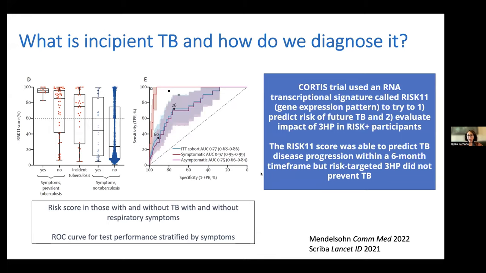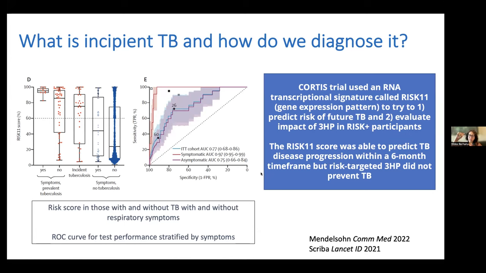And another way of looking at that is a ROC curve. You can see on the ROC curve, which is the figure on the right, that if you look at the red line, the one that goes straight up and across, that's symptomatic people with TB. The risk score performs great as a diagnostic test. When you have a ROC curve, if you go perfectly up and across, that's 100%. It's almost as close as you can get to 100% sensitivity and specificity. And if it's a pure diagonal, it means not very good sensitivity or specificity.